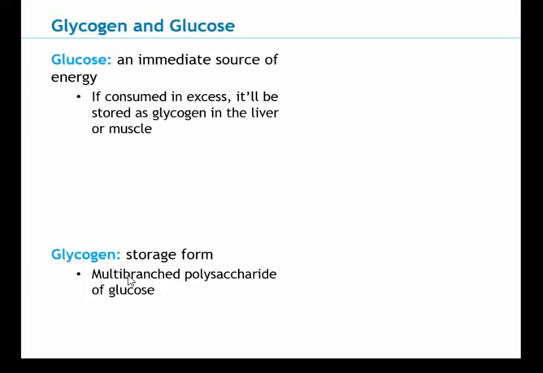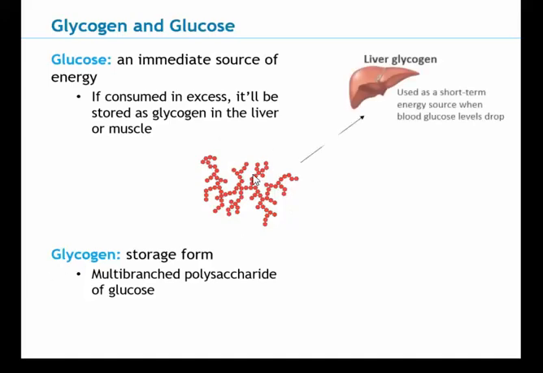But we see here storage form is a multi-branched polysaccharide of glucose, and it looks like this. So we see up here all the little red dots are glucose molecules. And then when you add them all together, it forms a large polysaccharide, which is glycogen. So stored in the liver or the muscle.